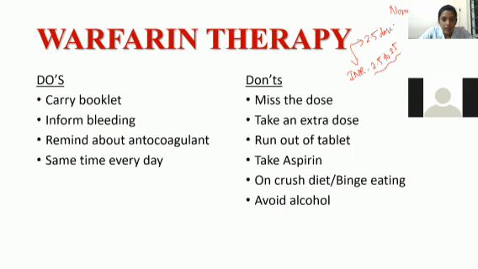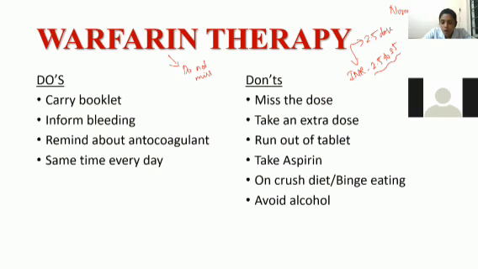While taking warfarin, there are some do's and don'ts. Do's: carry the booklet. That means after the surgery, the patient will be provided with a booklet about these do's and don'ts. Then inform about bleeding. While the patient is on warfarin therapy, they have an increased chance of bleeding. So if any type of bleeding is happening, they should inform the health professional. Then remember the anticoagulant: do not miss a dose. A single dose also should not be missed. Every day throughout life, they have to take this. Try to take the medicine at the same time every day.